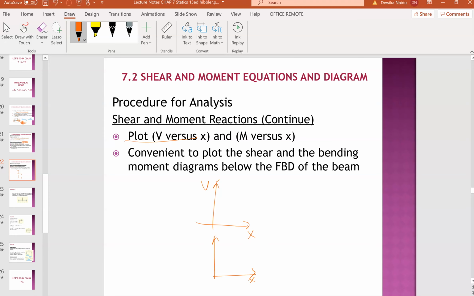Mostly both these graphs are drawn in one line, because whatever changes happen here will affect the changes happening down here. So most of the time we draw them in one line, something like this. Here we have the shear V and then we have the moment. This distance and this distance will just follow the same thing. Okay, you understand? Let me show you some examples.